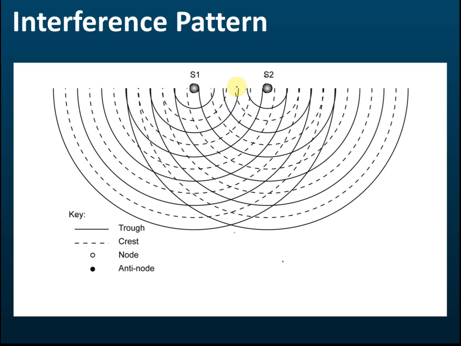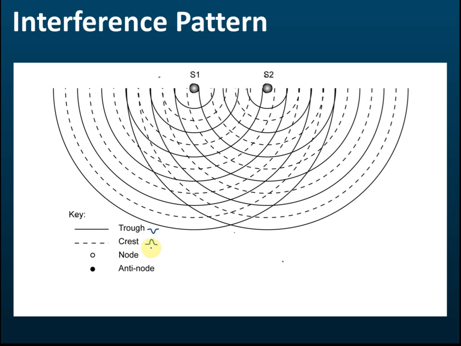So just now we have seen the interference patterns from the physics simulation applet. Now in this slide we're going to see how these interference patterns occur and how to identify the nodal and antinodal lines. From this image, we can see that there are two sources, S1 and S2, and these are the waves produced by source 1, and these are the waves produced by source 2. And the key shows that the solid line is the trough. If you still remember, the trough is the bottom of the wave, and the dashed line represents the crest. The crest is the peak of the wave.